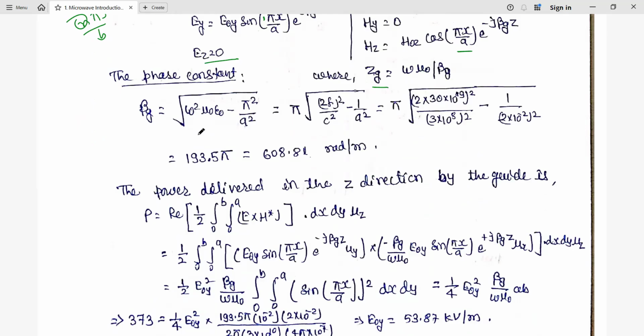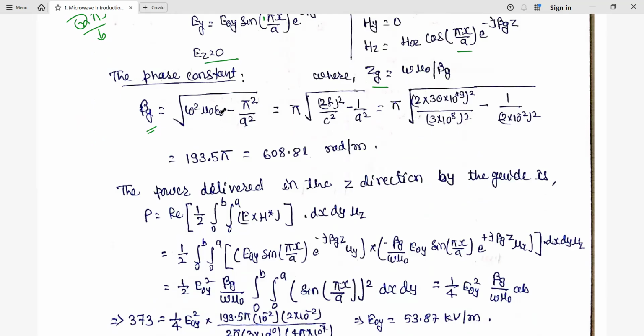Like in the propagation constant, we have one attenuation constant, that is alpha, and another is beta, the phase constant. Here we are talking about the waveguide, that's why we use the subscript g. So that expression is root of omega squared mu naught epsilon naught minus pi squared by A squared. Now omega is 2 pi f.